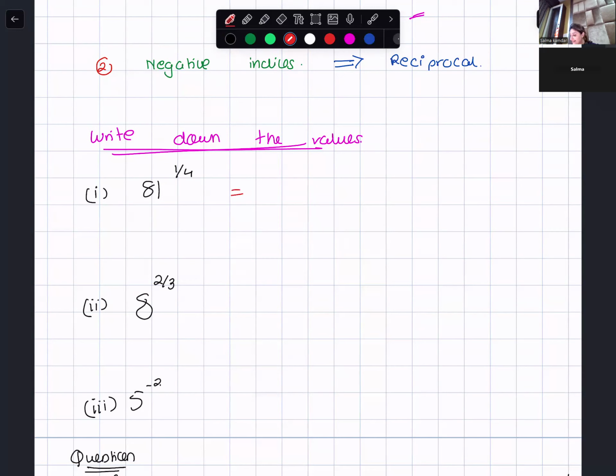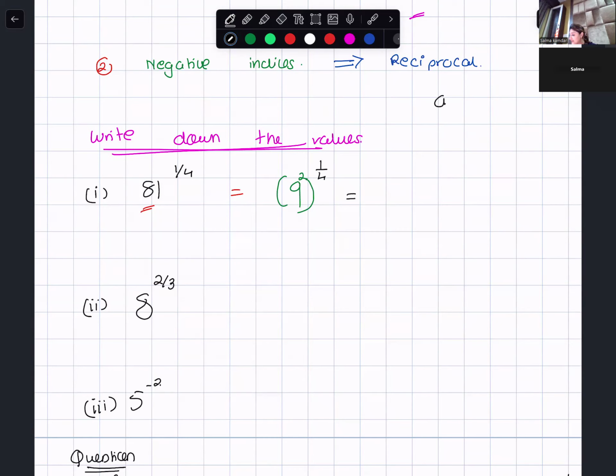If you want to write 81, try to think what would give you 81. So I would say 9 to the power 2. 9 square would give me 81. And I would write 1 by 4 as it is.